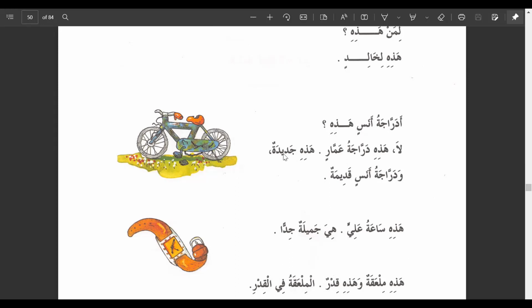Over here, hadihi jadidatun, this is new. The rajatu Ammarin is new, okay? And the rajatu Anasin is old. You got it? So in both these sentences, jadidatun and qadimatun are made feminine because they are coming as khabar of a feminine thing. Okay?